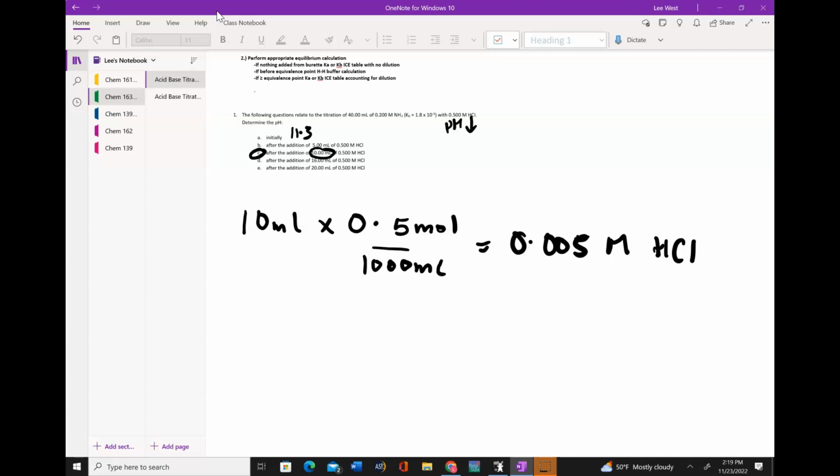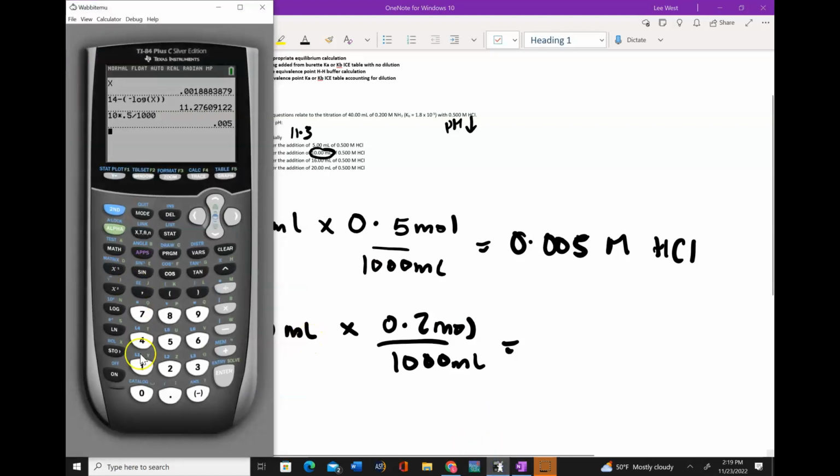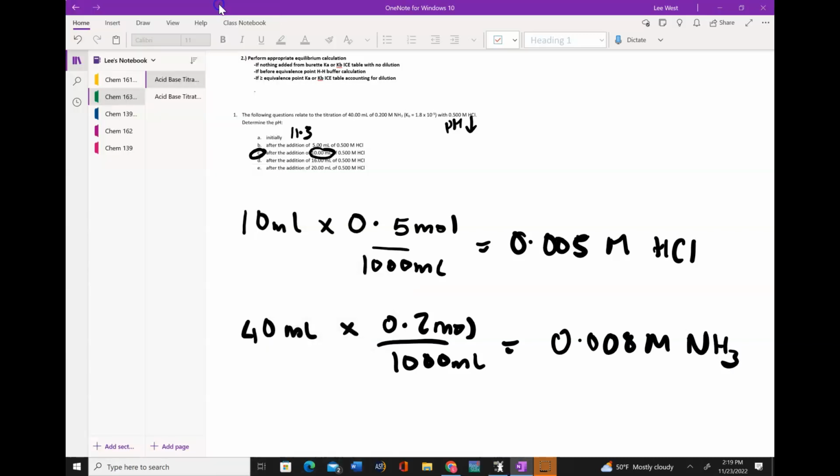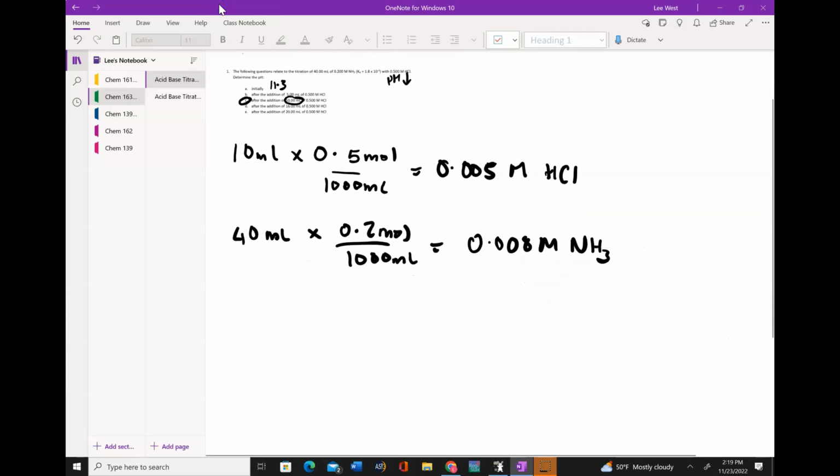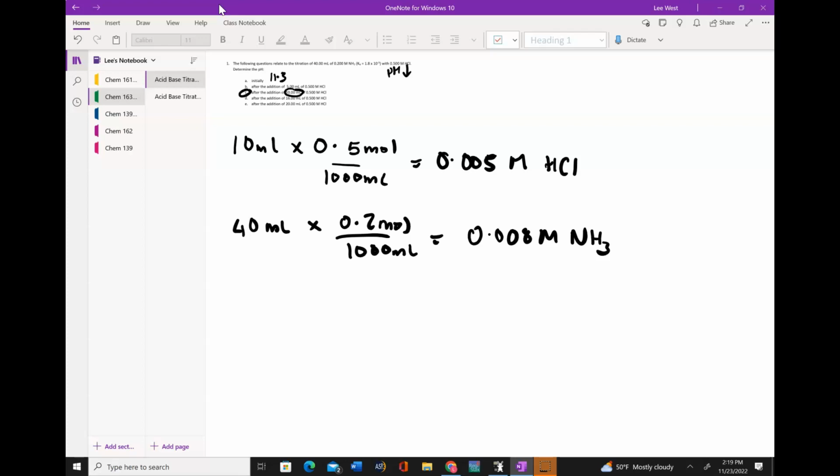And then for my base, 40 mils, and it is 0.2 mole for every 1000 mils. So 40 times 0.2 on 1000, and that is 0.008 moles of ammonia. So we know that we're before the equivalence point because we haven't added an equal amount of moles of acid as what base we had. I should say that these are moles, not molar.